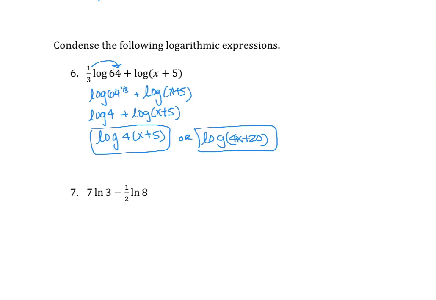I'm going to do the same strategy with number 7. I'm going to bring my exponents up top. Neither of these work out nicely, so I'm just going to leave them like that. And then subtraction turns into division when I condense. So natural log of 3 to the 7th over 8 to the 1/2. And I'm okay with leaving it like that.